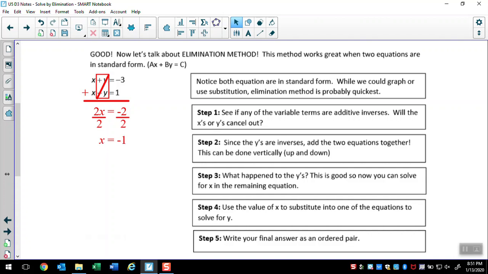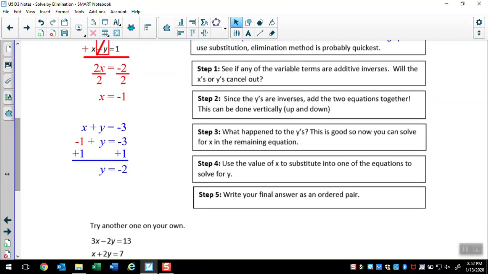I'm going to go back and use the first one because both of my variables are positive, and I like dealing with positives. That's my only reason for picking the first one over the second one. So I'm going to use that original first equation, x plus y equals negative 3. I'm going to substitute negative 1 in for the x, and now I can solve my equation for y. So I'm going to add 1 to both sides. 1's cancel out. I'm left with y is equal to negative 2.